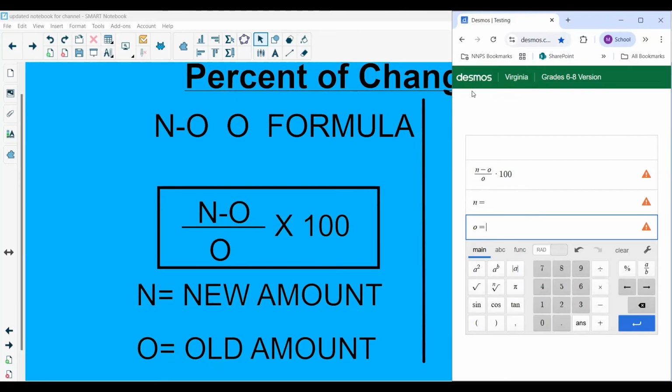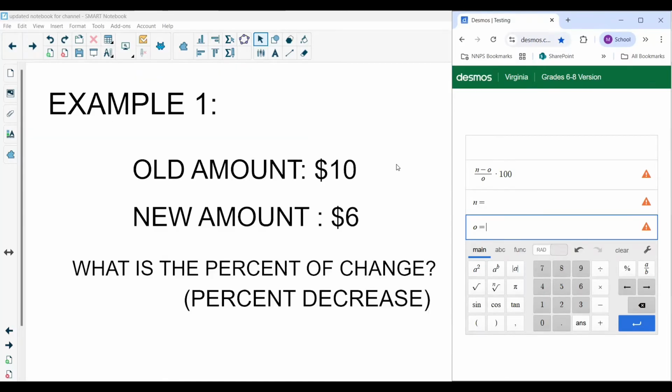All right, so now let's actually get to a question. In this question, it says the old amount is $10. The new amount is $6. What is the percent of change? Okay, it says percent decrease, which means it's going to be a negative number because the decrease is telling me it's going to be a negative number. So let's just see what happens here.